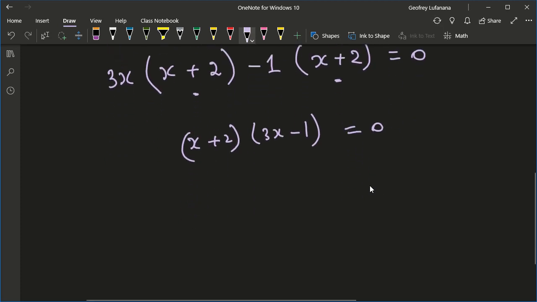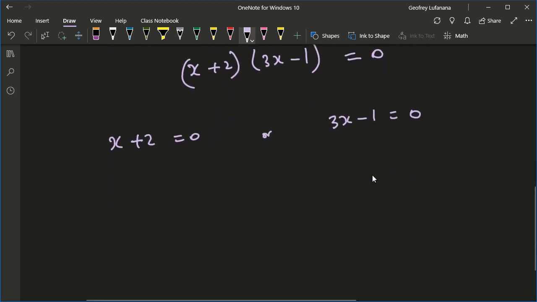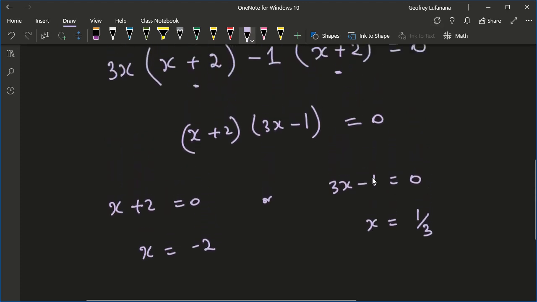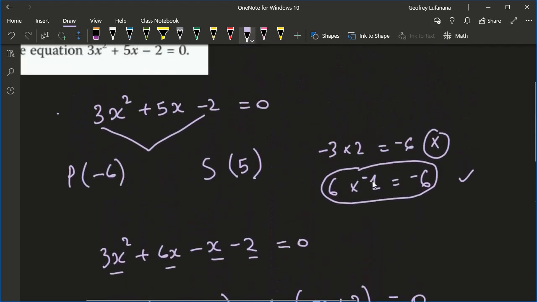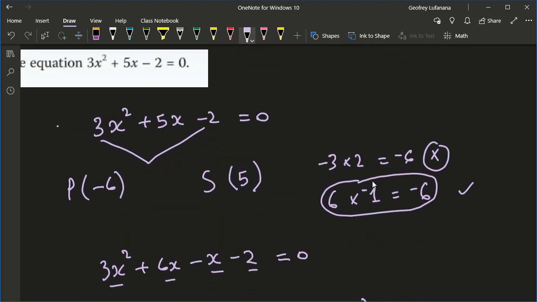Now here, if you're solving a product of any two terms and it equals 0, it means that either of them equals 0. So this means that either x plus 2 equals 0 or 3x minus 1 equals 0. If x plus 2 equals 0, that means x equals -2. And if 3x minus 1 equals 0, that means x equals a third. So these are the solutions to the quadratic equation 3x squared plus 5x minus 2 equals 0.